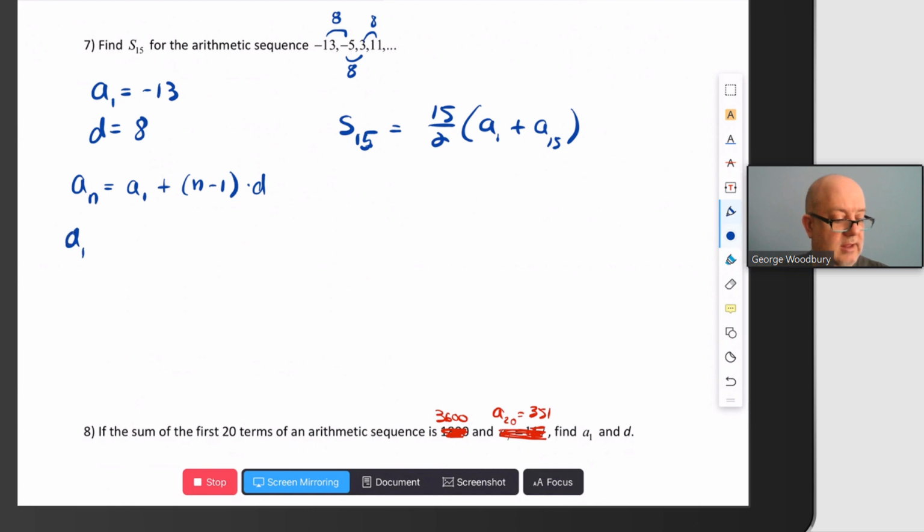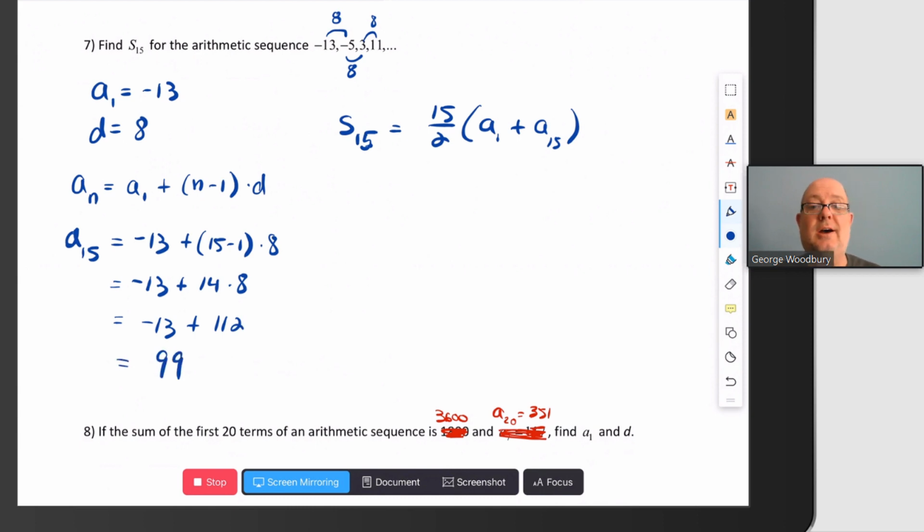So A sub 15 equals -13, that's my value of A sub 1, plus 15 minus 1 times 8, that's my value of D. -13 plus 14 times 8, -13 plus 112, which is 99. So coming back to the summation formula, 15 over 2 times -13 plus 99.